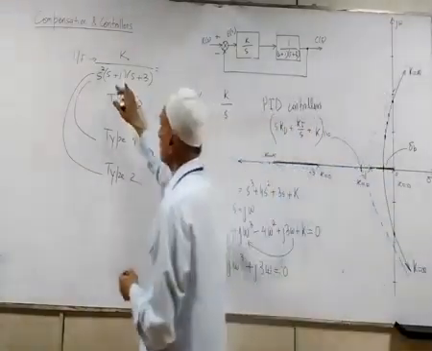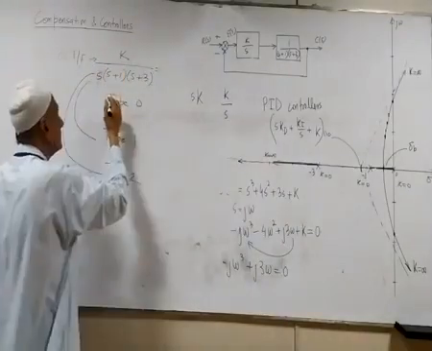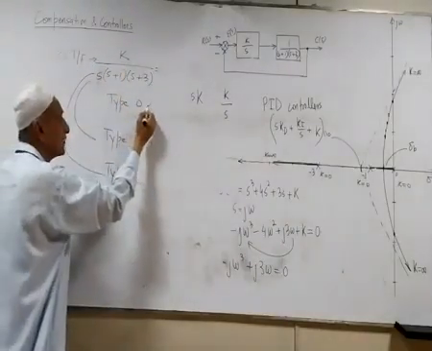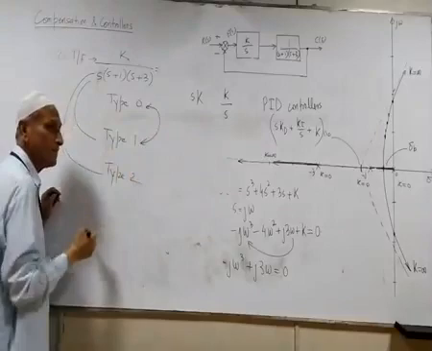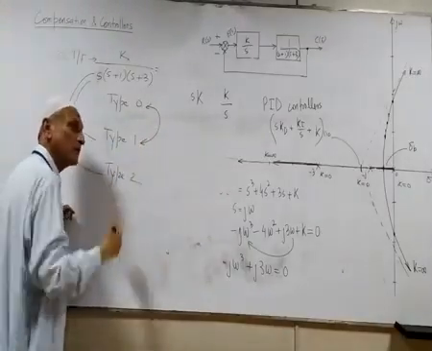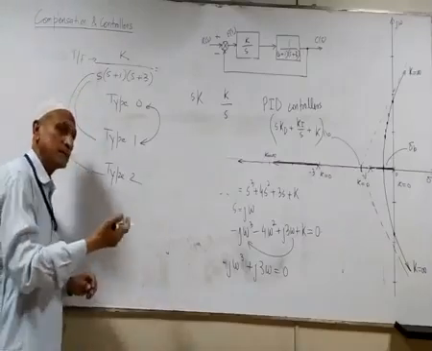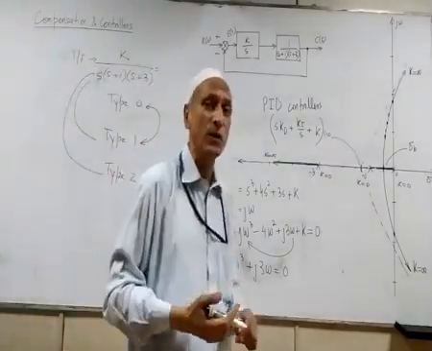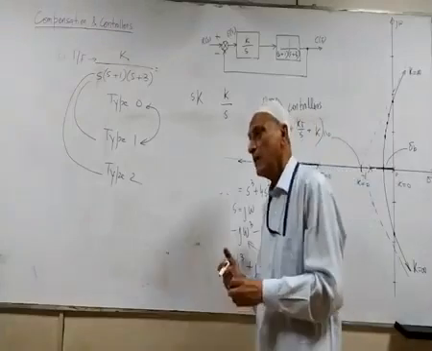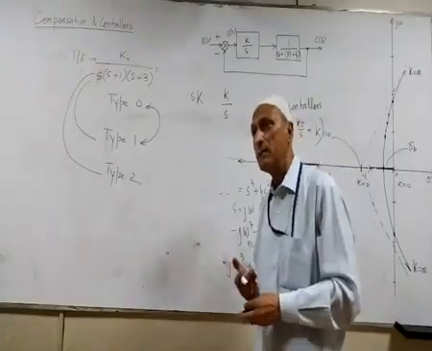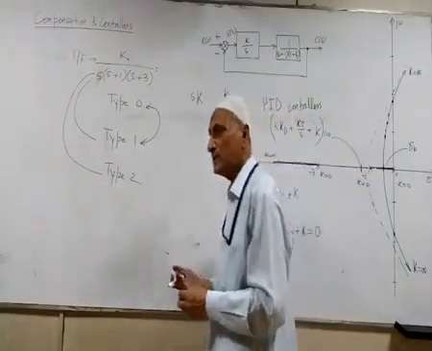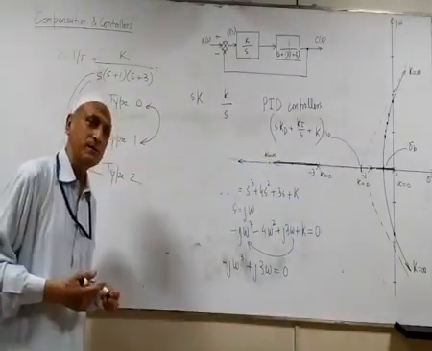So in this case what we have done is we have changed the system type from type 0 to type 1. That is, the steady state performance is improved. But then the order of the system is also becoming third order. So third order systems are not really all the way stable. Second order systems theoretically are all stable systems.